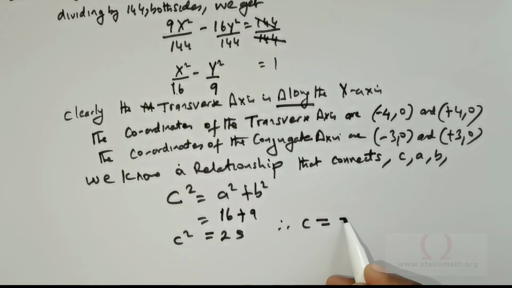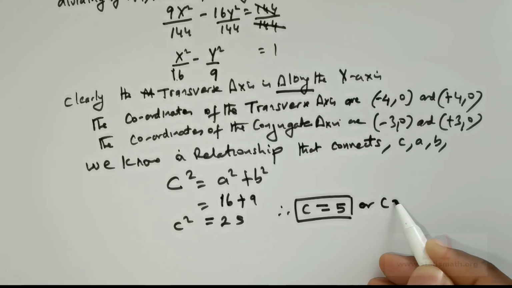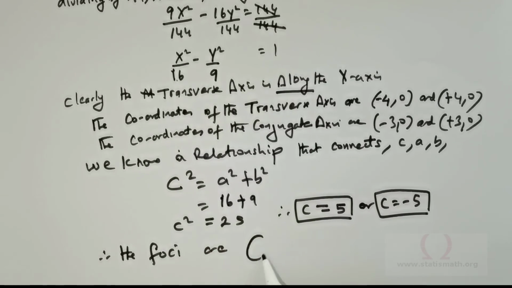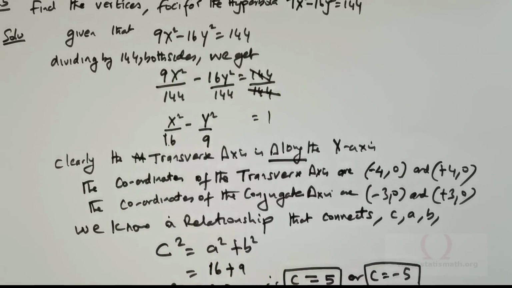So C is equal to, I'm taking only the positive side, because that is sufficient to write the foci. But you can also say C is equal to plus 5 or C is equal to minus 5. So therefore the foci are minus 5, 0 and plus 5, 0. Okay, so that completes the solution to this question.